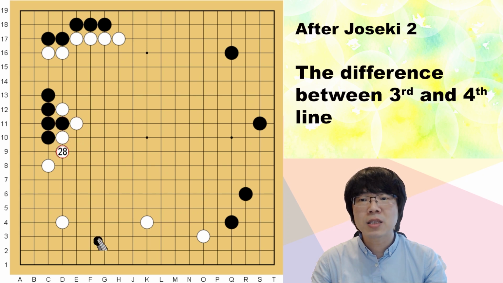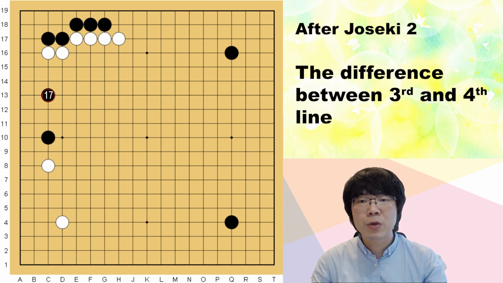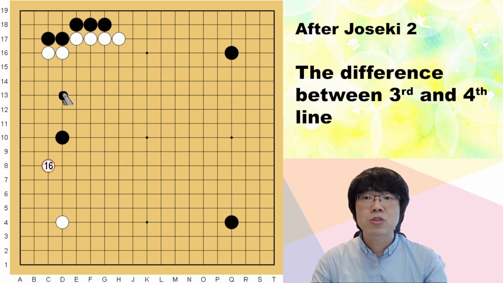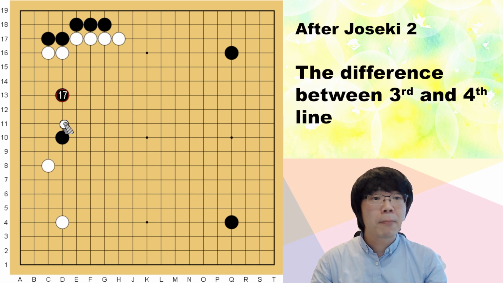This is one of the tactics, and we can make it bigger. Nowadays when you are watching professional games, they have played many moves at the fourth line, even split. And when white approaches here, then black just plays here.